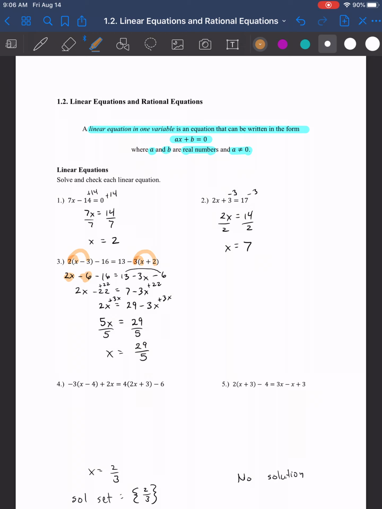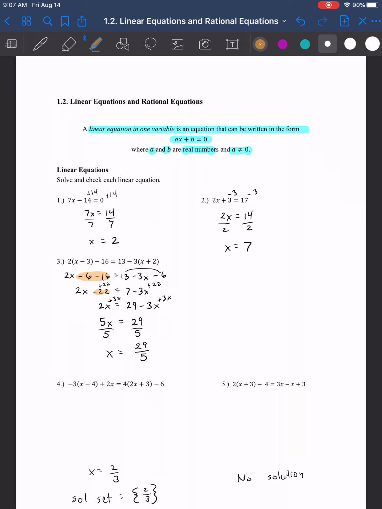Now at this point I want to start combining like terms on each side of the equation. So here I've got a negative 16 and a negative 6. Neither one of them have an x on them, so I can combine them. Negative 6 minus negative 16 is this negative 22.